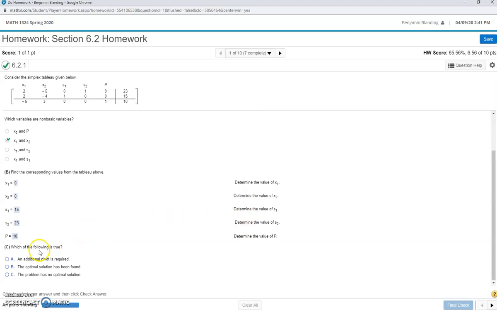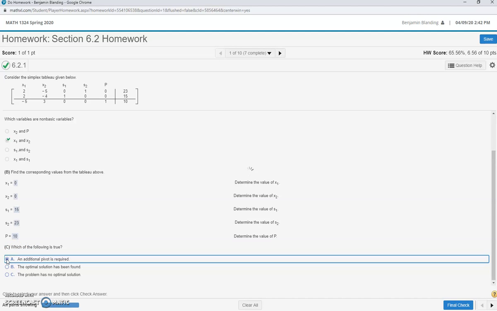And then it says which of the following is true? Do I need a pivot? I'm going to explain what a pivot is later on, but the way we'll know if we need a pivot is if my last row has any negative values. If there's a negative value in the last row, a pivot is required. We've got a -5 here, so a pivot is required.